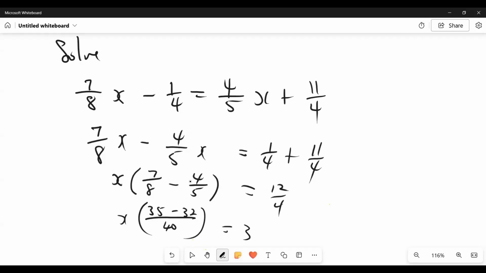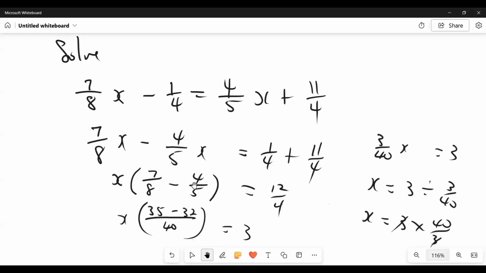32 from the 3 over 40 x, right? Equal to 3. So x then will be equal to 3 divided by 3 over 40. So that becomes what? Did we do that right? Yeah. x then will be equal to 3 multiplied by 40 over 3. That and that goes. x then equals 40, something like that.